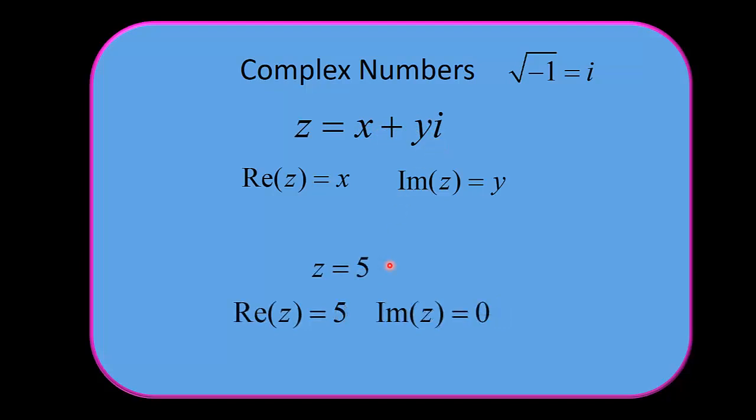Now also, you don't have to have a non-zero imaginary part. So notice here we have z equals 5. The real part is 5 and the imaginary part is 0. So the numbers you've studied up until this point have all been complex numbers. 3 is a complex number. Pi is a complex number. Those are numbers where the imaginary part is 0. So we broaden our understanding of what complex numbers are. The real numbers are a subset of the complex numbers.